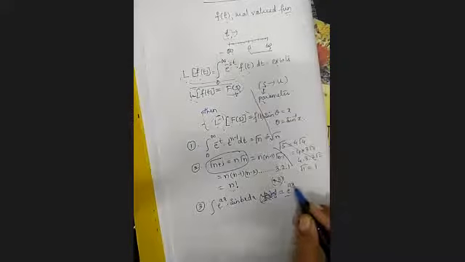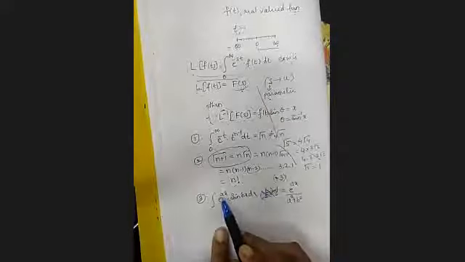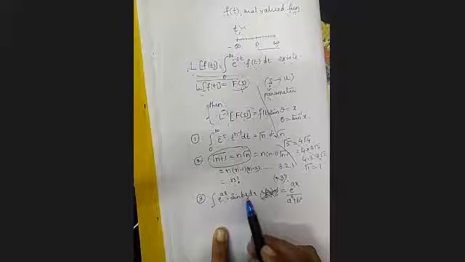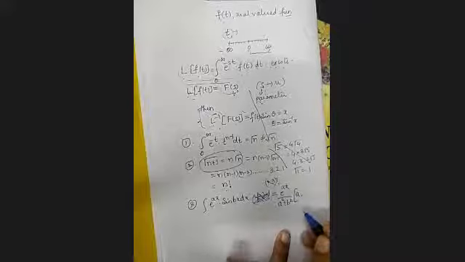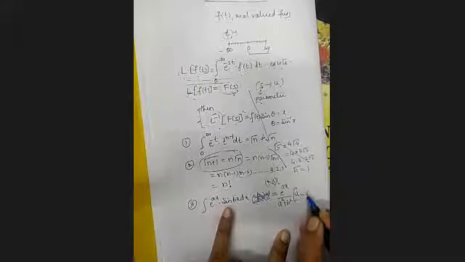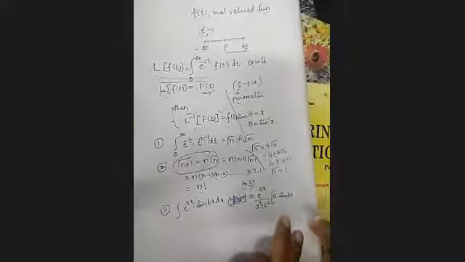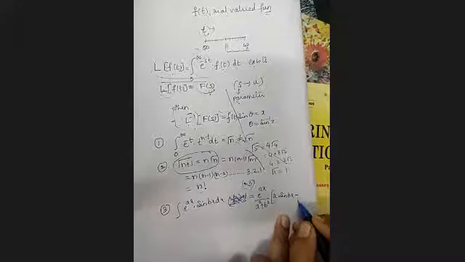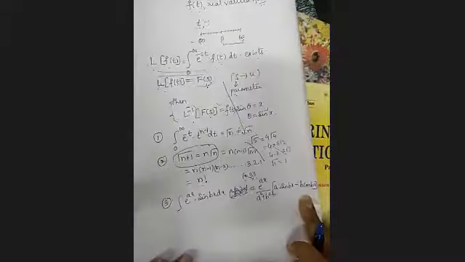So this is e raised to ax divided by a square plus b square. Just see what a is: a is the coefficient of x in the exponential, and b is the coefficient of x in the trigonometric function. Then into a, and since you have sine, you should write sine first: a sine bx, and in between, minus b cos bx. This is one standard integral.